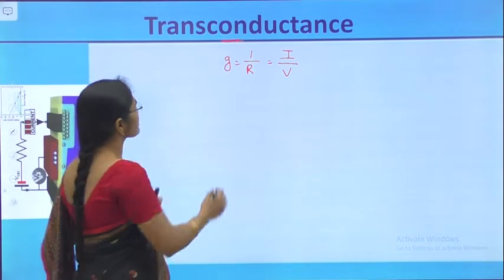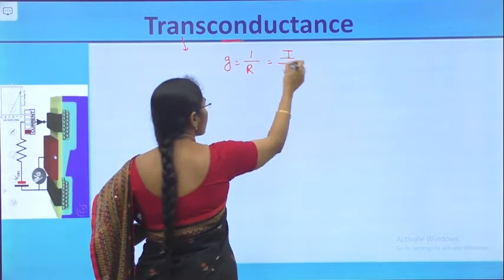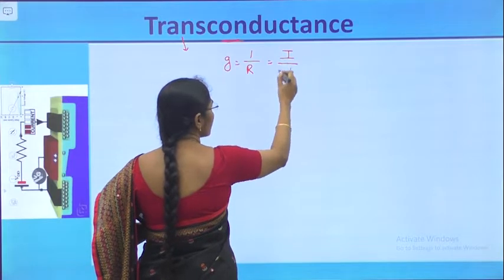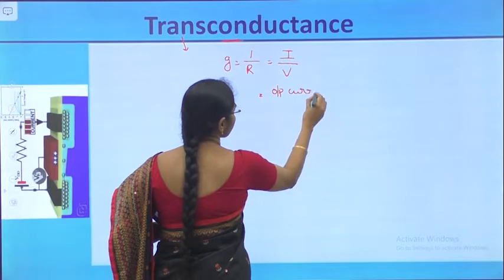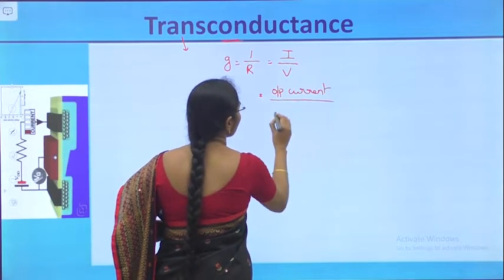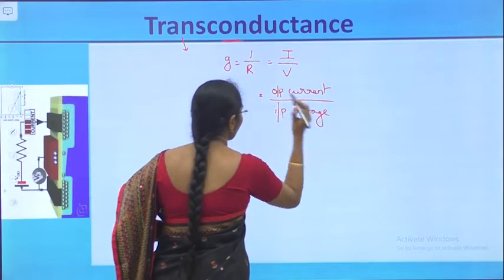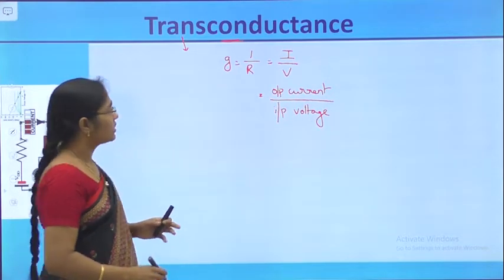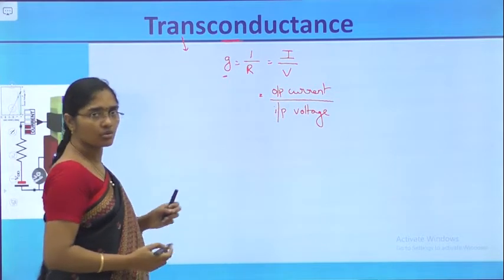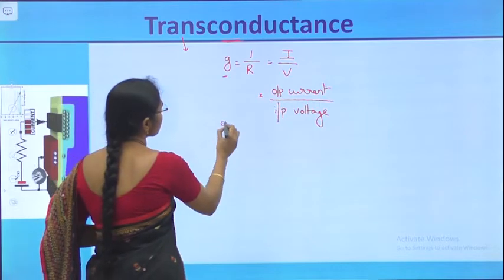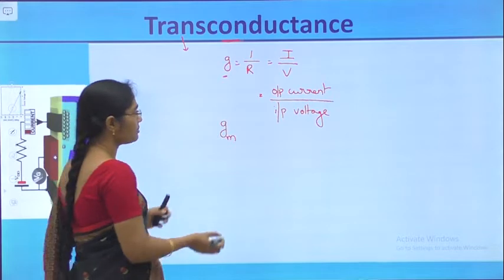Then, what is the trans? Trans means output as current and voltage as input. So, output current divided by input voltage will define the transconductance of a MOS transistor. So, G is equal to output current by input voltage. Now, we are going to see the transconductance in a MOS transistor, therefore it is represented as GM.